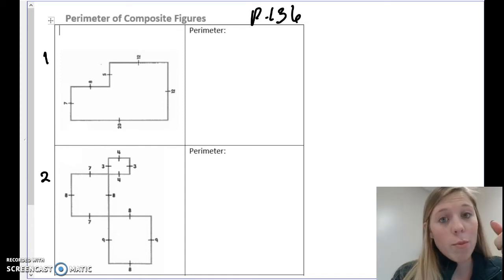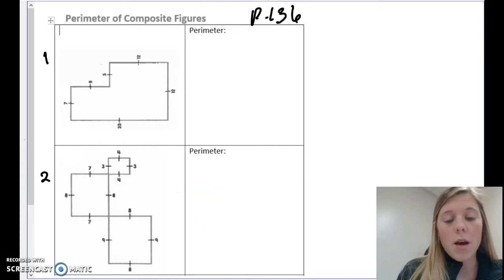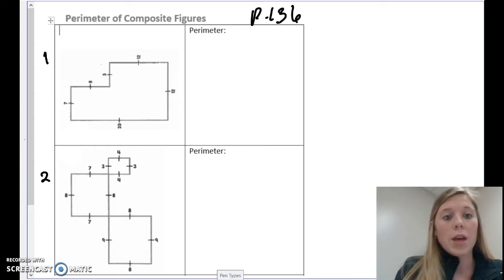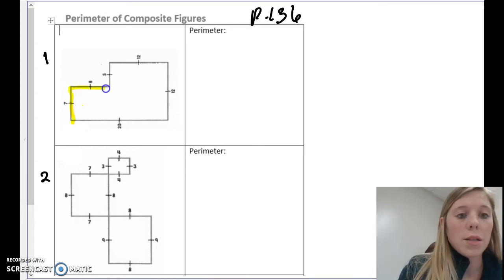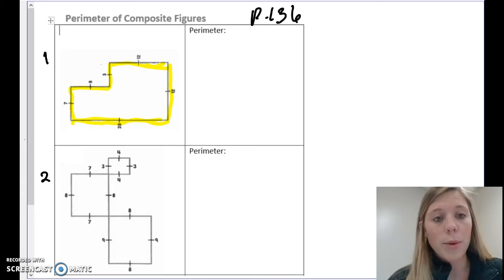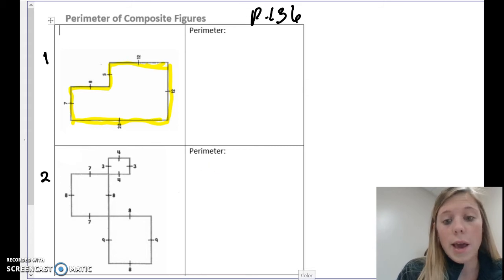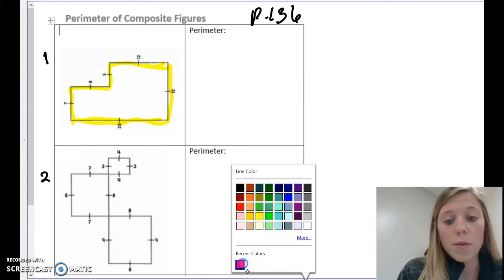So hopefully you remember the definition of perimeter, and it is basically the distance around a shape. So I'm going to highlight the distance around this shape. I need to make sure I have all of the sides because otherwise it's not going to give me the right perimeter. So also hopefully you remember how to find the distance around the shape. We just add up all the sides.